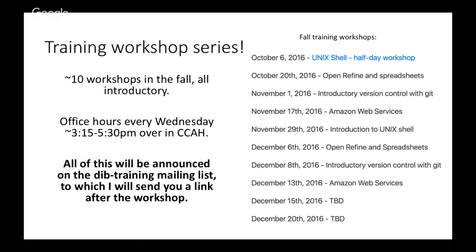Later in October, we're going through OpenRefine, which is for working with spreadsheet data, which is a surprisingly awesome way to take spreadsheets that have many thousands of records, often hand entered, and work with them. Less genomicsy, more ecology, spreadsheety. We'll be doing introductory version control with Git, Amazon Web Services for cloud computing, and then another introduction to Unix shell, which will be the same as this in November, and then we'll just be repeating those.